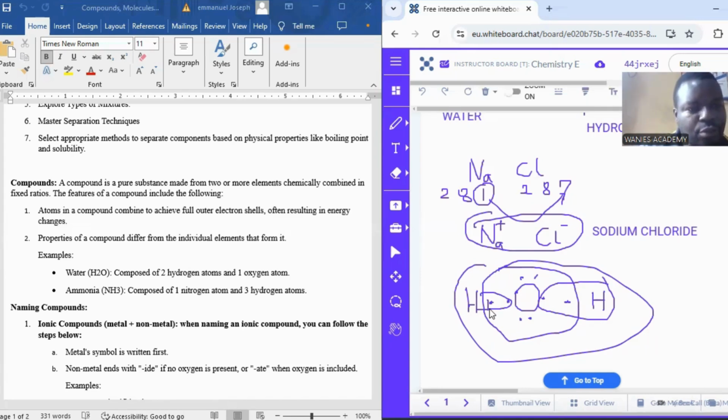So that brings us to looking at another property of a compound. The property of a compound is different from the property of the individual elements that form it. I'm going to talk about sodium chloride again in this case. Sodium is a metal, it's a soft metal. It's gray in color, can be cut with a knife and reacts violently with water. In fact, it catches fire when it comes in contact with water.